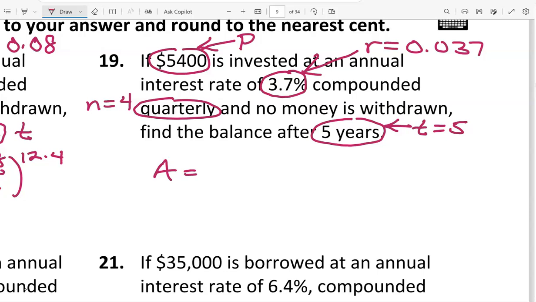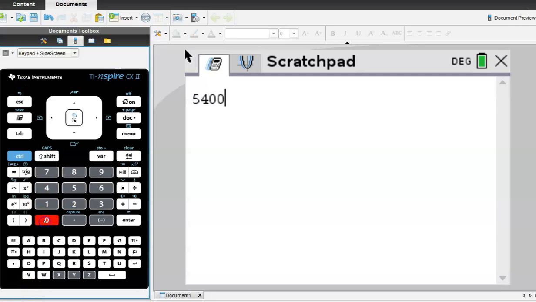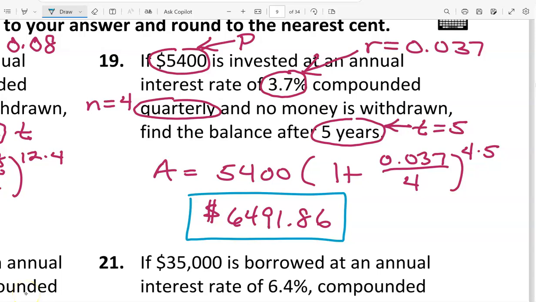So let's replace all the values in the formula. A is equal to 5,400 times 1 plus 0.037 divided by 4 raised to the 4 times 5 power. All that can be entered into the calculator at once. Entering this, we have 5,400, open parentheses, times 1 plus 0.037 divided by 4, cursor to the outside of the parentheses, use the caret key for an exponent, raised to the 4 times 5 power, and that gives us 6491.86, rounded to the nearest penny.